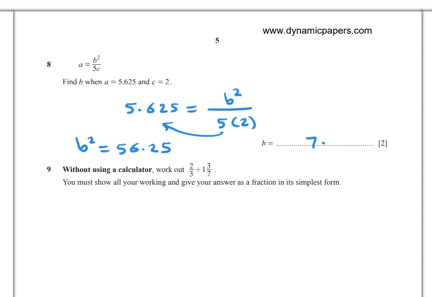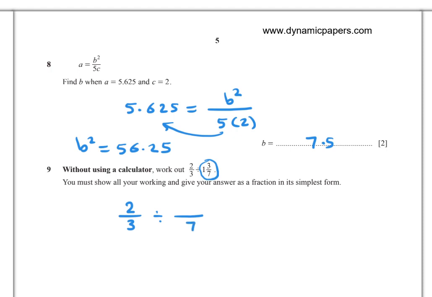So b is 7.5. Without using a calculator, work out 2/3 divided by 1 and 3/7. Write your answer as a fraction in simplest form. So 2/3. Now convert this mixed number to an improper fraction.